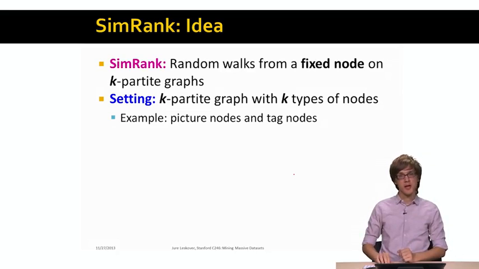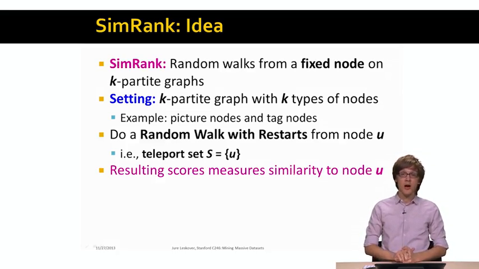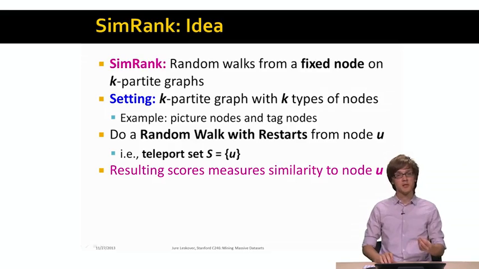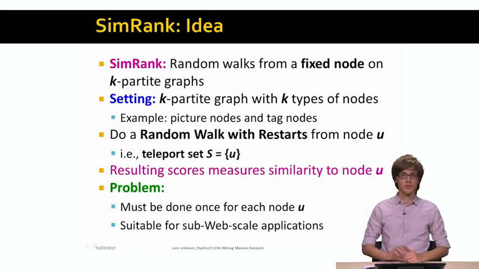One way to measure similarity between a pair of images is to do a random walk with restarts from one page and measure the proximity to every other page. What I mean by random walk with restarts is simply the personalized PageRank where the teleport set S is a single node, which is the starting node used. This basically means that the random walker can walk around the graph, but then always jumps back to our starting node U. So this means that the resulting PageRank scores will measure the proximity or similarity of any other node in the graph with respect to the node U.